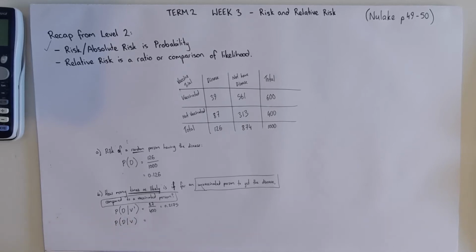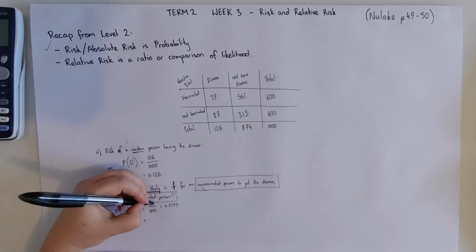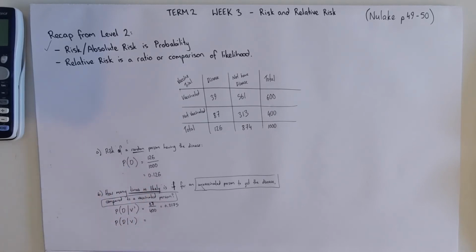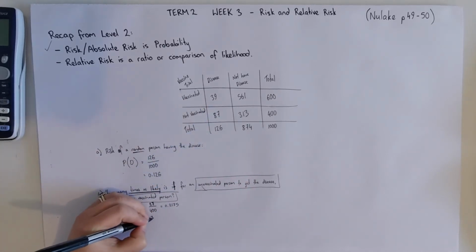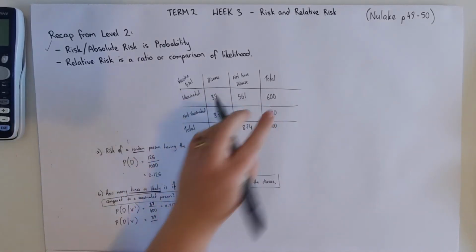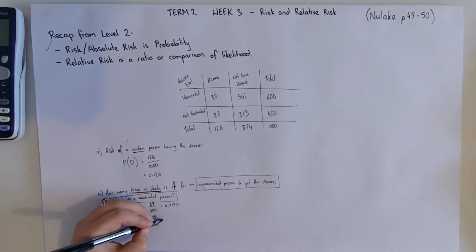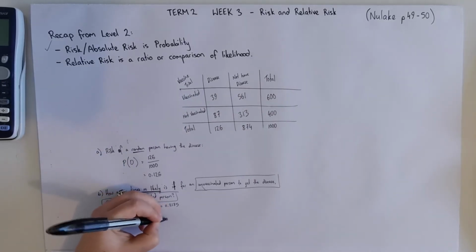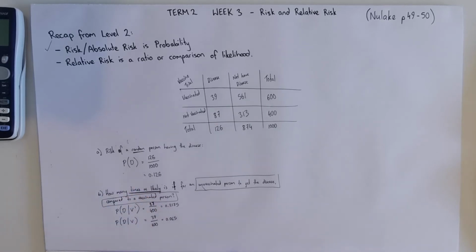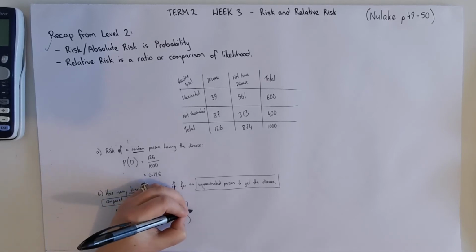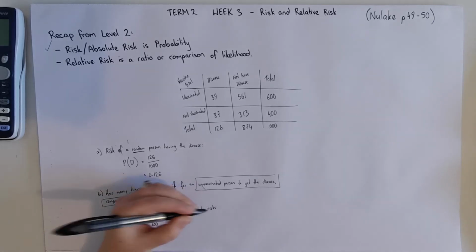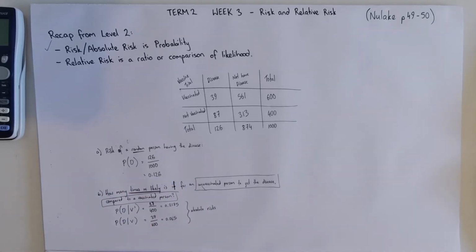So once again, we're limiting our sample space, but we are still looking at those that have the disease. So again, the disease column, we're looking at just our 39 out of this time our 600. Once again, if you have a calculator, follow through with me. That equals 0.065. As I said before, both of these are simply probabilities or absolute risks. So we haven't finished the question yet.